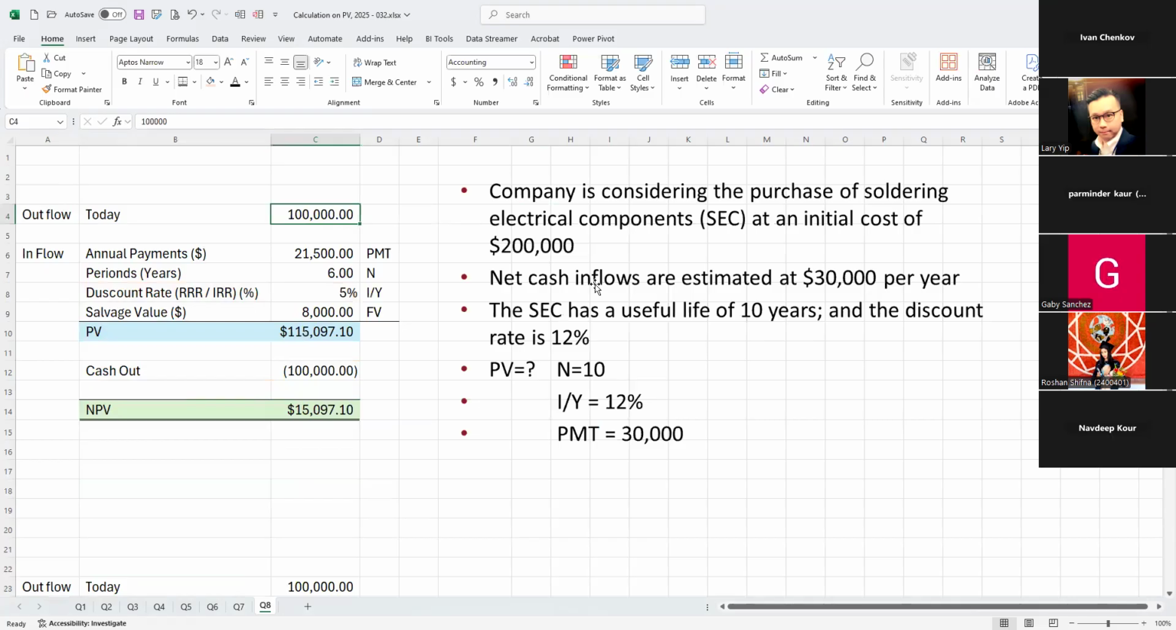Actually I know my initial investment. Initial investment is $200,000. And then I have the annual payments, the net inflow, of 30,000 every year. I'm going to get those over 10 years, and the discount rate is 12. My future value, there's no future value in this case. So in this case, should I invest or should I not?